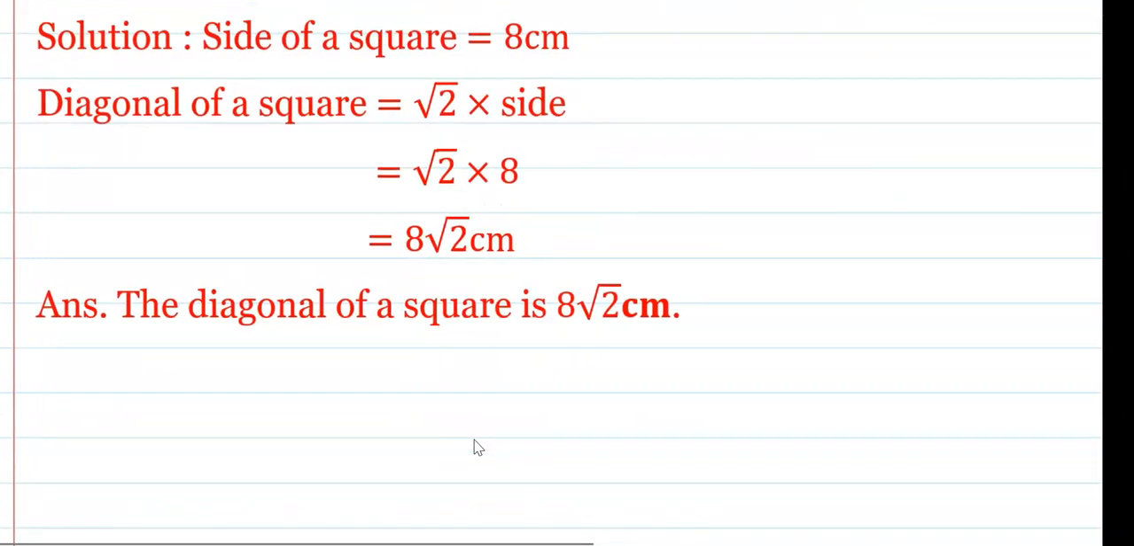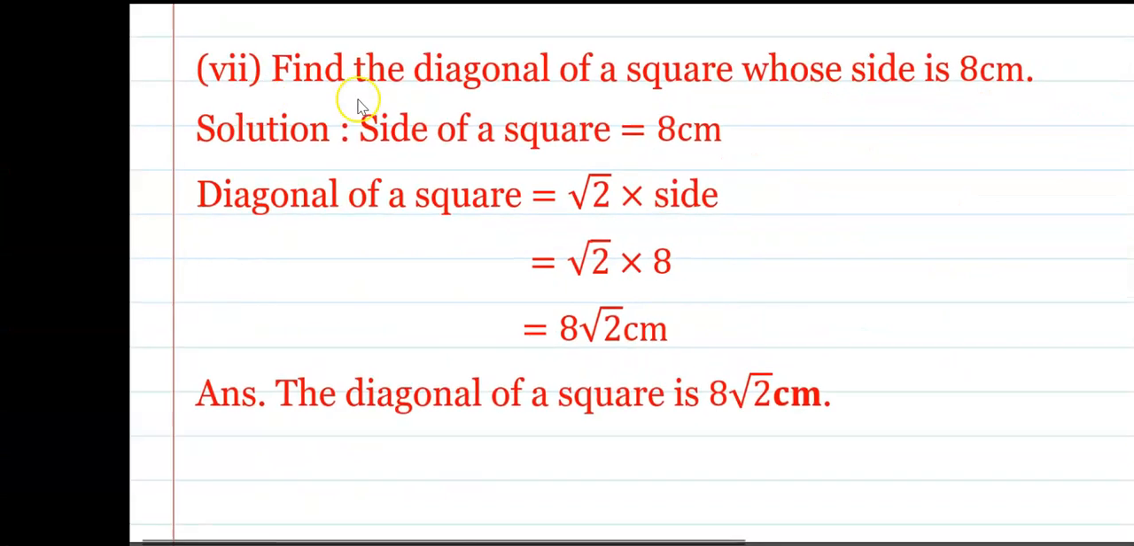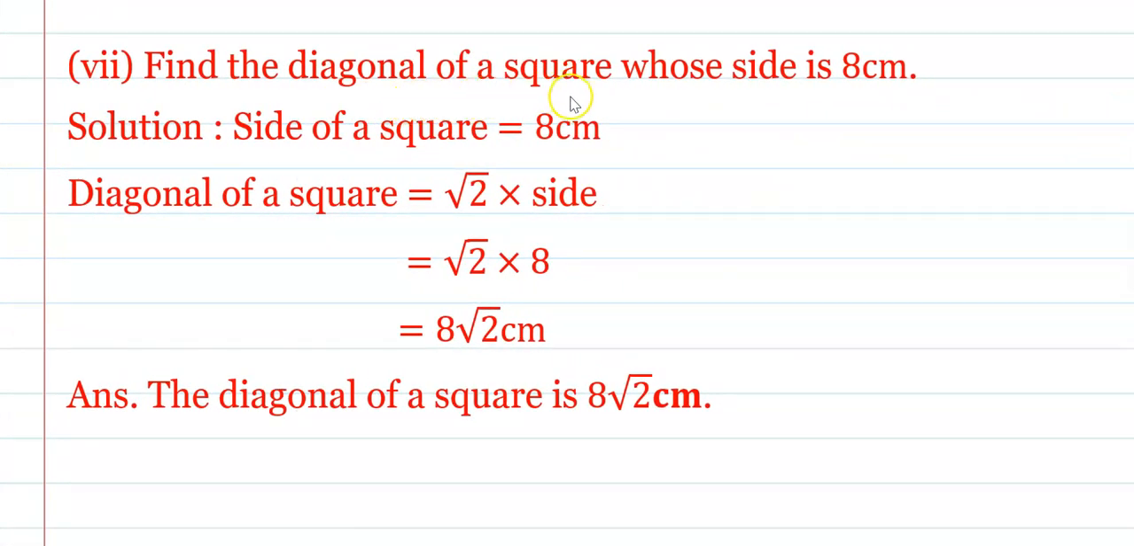Now the next question is, find the diagonal of a square whose side is 8 centimeter. We know that the diagonal of a square is equal to root 2 into side. Root 2 into side, where side is 8, therefore it is 8 root 2 centimeter, and hence the diagonal of the square is 8 root 2 centimeter.